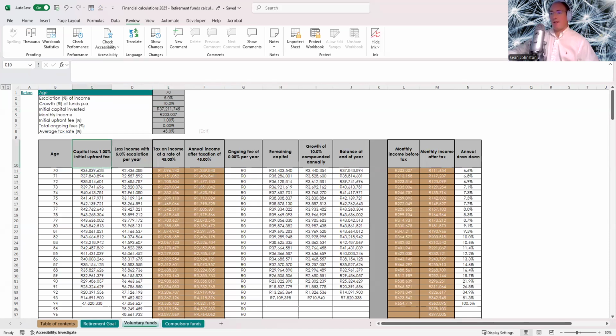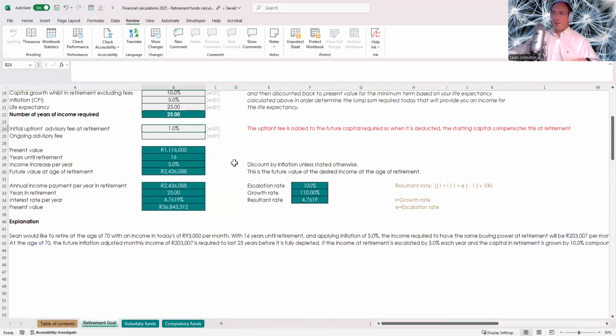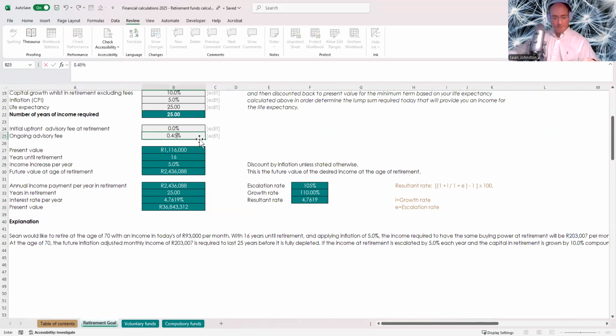But the reason why I've just done that is because this is not a compulsory amount. This is generally discussed between the advisor and the client. The advisor might take 0.5%, and including that, it's 0.58.